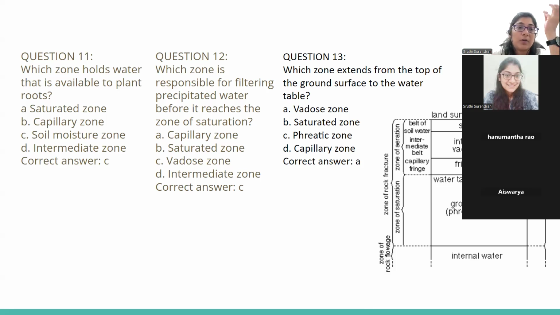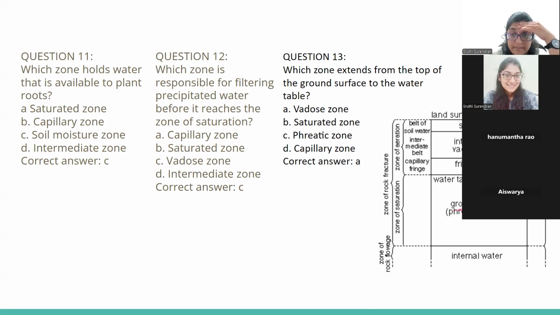So questions of this form: which zone is holding water that is available to plant roots? It is the soil moisture zone. Then which zone is responsible for filtering precipitated water? It is the Vadose zone. Please make sure you don't get confused with other options. So you should for sure know what the soil water zone is, what is intermediate Vadose zone, what is capillary fringe, what is groundwater zone or phreatic zone or zone of saturation. Be sure of all the differences also.